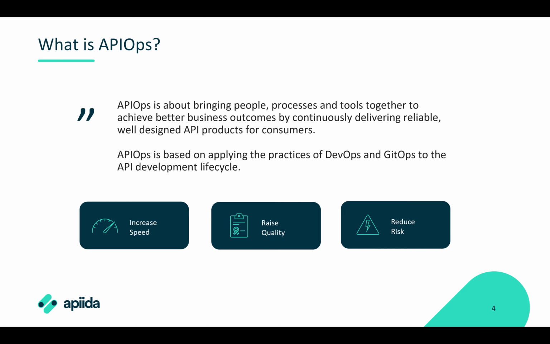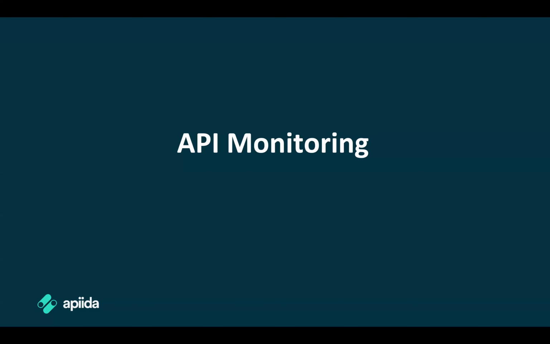Or let's say you have a partner and your API is not working and your partner is a comparison portal, and then the end customers will not see the right data and they will choose the competition for some reason because the price is cheaper or the data is correct and yours is not, which might not be beneficial to you. So this is why we're talking about APIOps in this webinar series. And now let's go to API monitoring.